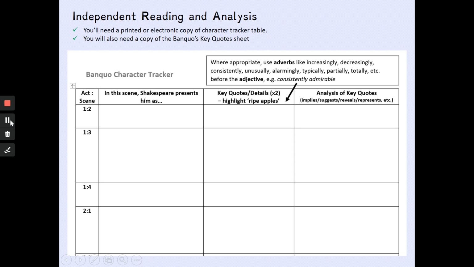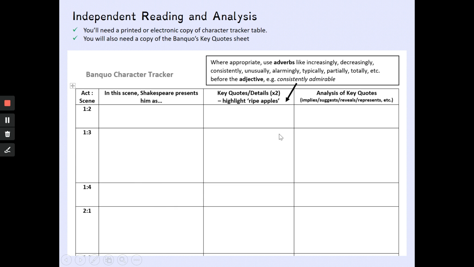Okay, now we've mentioned this character tracker grid that hopefully you've been able to download and print off from Show My Homework. What I'm going to do in a moment is talk you through how this might work, and we're going to complete Act 1 Scene 2 and Act 1 Scene 3 together, and then you can go and do the rest independently as the lesson develops.